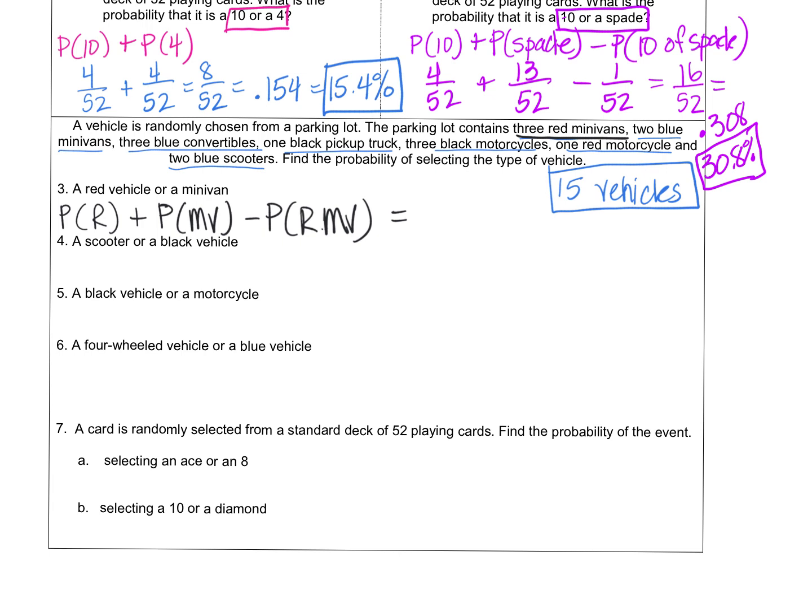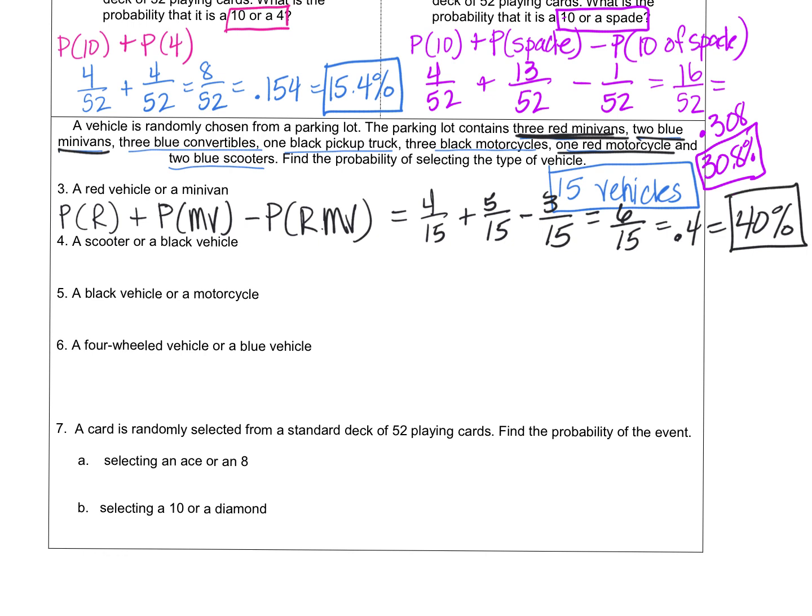So you find the probability of all the red vehicles. So there's 3, 4. So I have 4 vehicles out of 15 that are red, plus minivans. 3, 4, 5. There are 5 minivans, but there are 3 red minivans. So 4 plus 5 is 9. 9 minus 3 is 6. So 6 out of 15 is 0.4. So you would have a 40% chance of randomly selecting a red vehicle or a minivan.